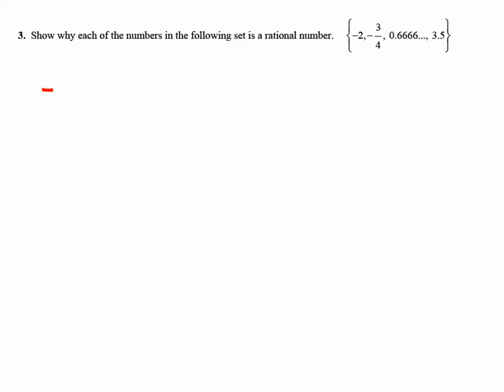Hey, that's right, huh? Whenever we have a -2, whenever we have any kind of integer value or whole number value, I can always put a little 1 underneath, right? So technically, -2 is also a rational number. Okay, how about -3/4? Is that a rational number? Yes, because it's already a fraction, it's good to go, right?